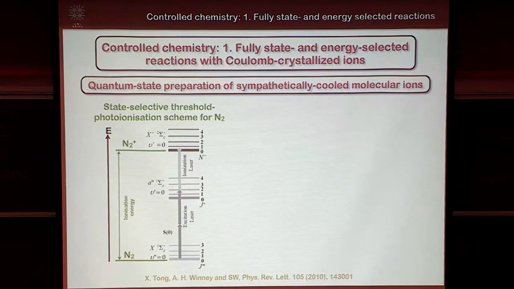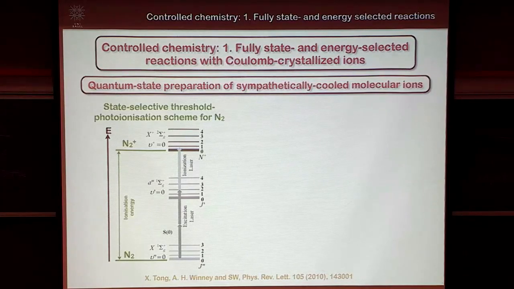I will now leave atomic ions behind and talk about molecular ions, because what we aim for in this experiment is to perform reactions where we control the collision energy very precisely and at the same time control the quantum states of the reaction partners very precisely. For this reason, we need to produce sympathetically cooled molecular ions which are all in the same quantum state. This has been a big problem for the field for quite a long time, which was solved about 2 to 3 years ago by us and by other groups as well.